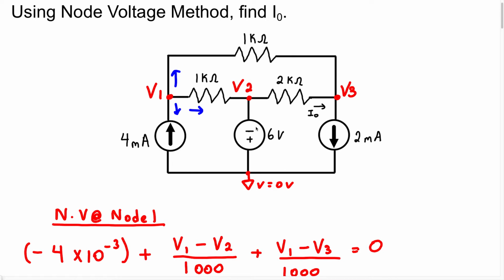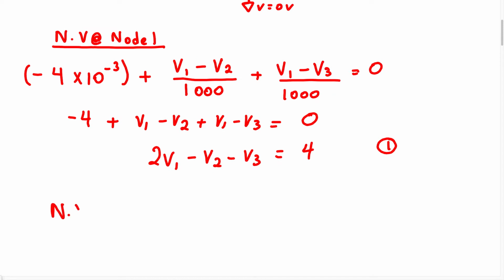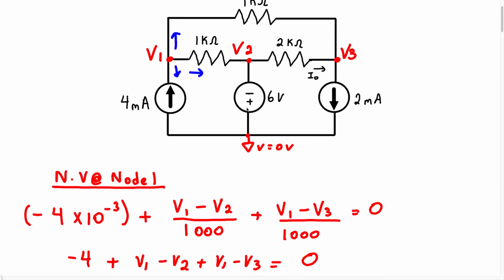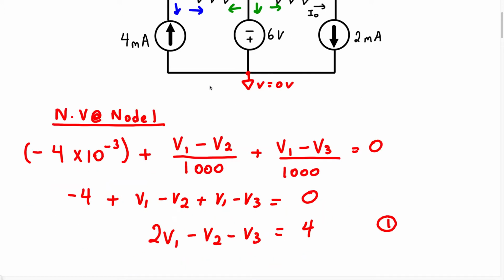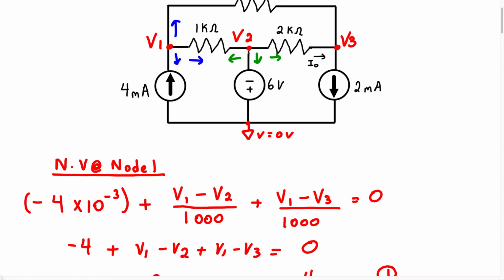Okay, now let's do a node voltage equation for node 2, which is the middle node right here. So we have node voltage at node 2. So we're going to assume once again that the current is leaving the node. So it's going to go in this direction, and this direction. So for the current going in this direction here, we're going to take the difference of these two voltages and divide it by the resistor, which is 1000. So we're going to have V2 minus V1 over 1000, plus, now we have the current in this direction here.